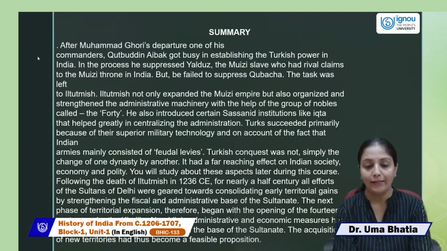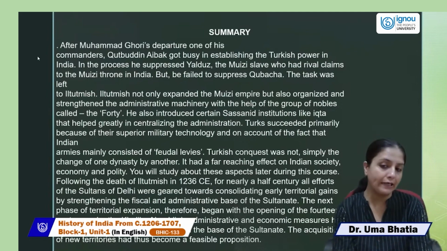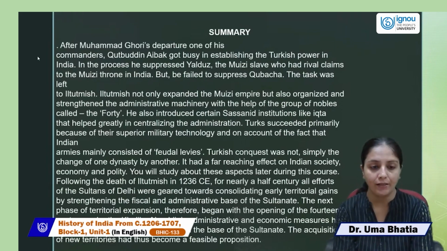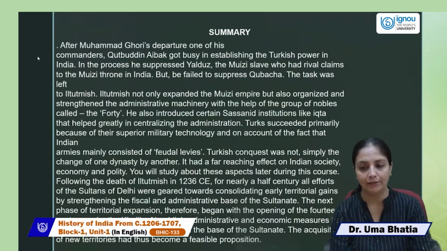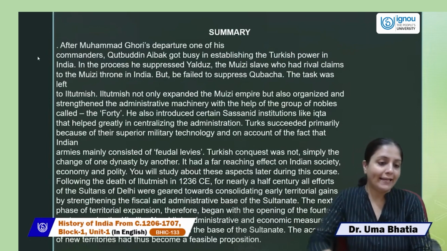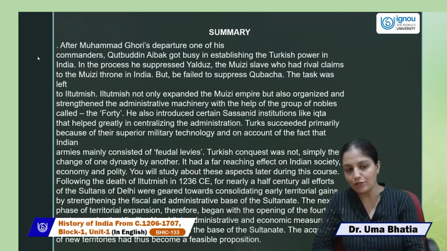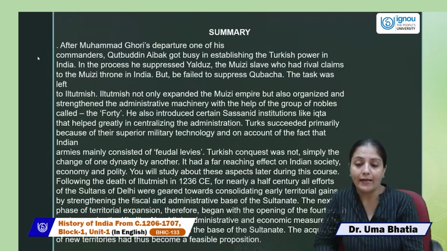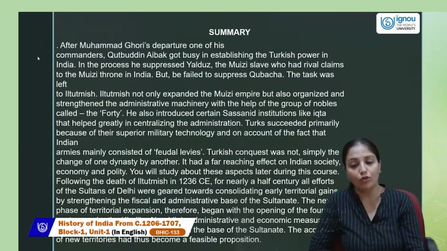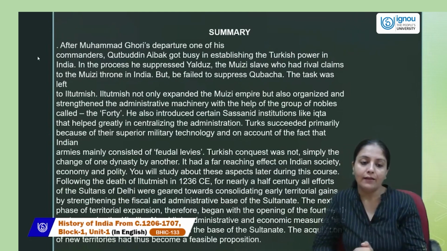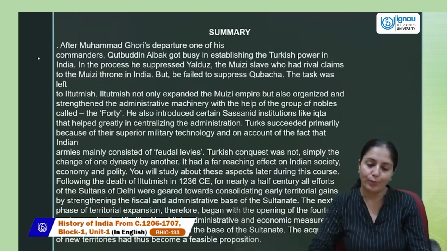sultans of Delhi were geared towards consolidating early territorial gains by strengthening the fiscal and administrative base of the Sultanate. The next phase of territorial expansion, therefore, began with the opening of the 14th century under the Khaljis. Alauddin's administrative and economic measures have helped consolidation as well as widen the base of the Sultanate. The acquisition of new territories had thus become a feasible proposition.